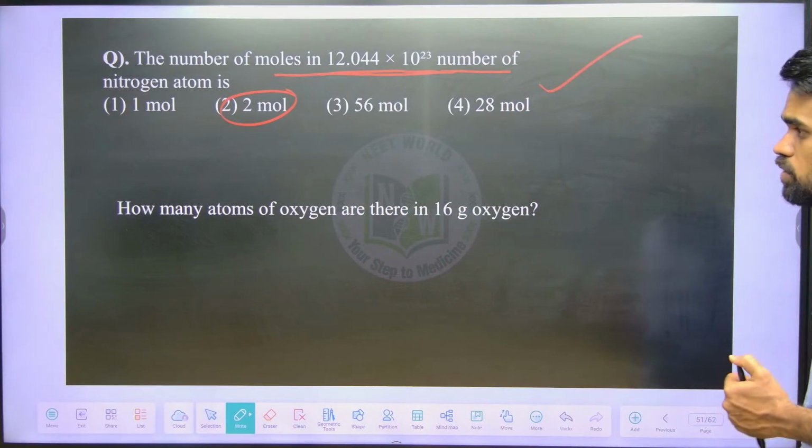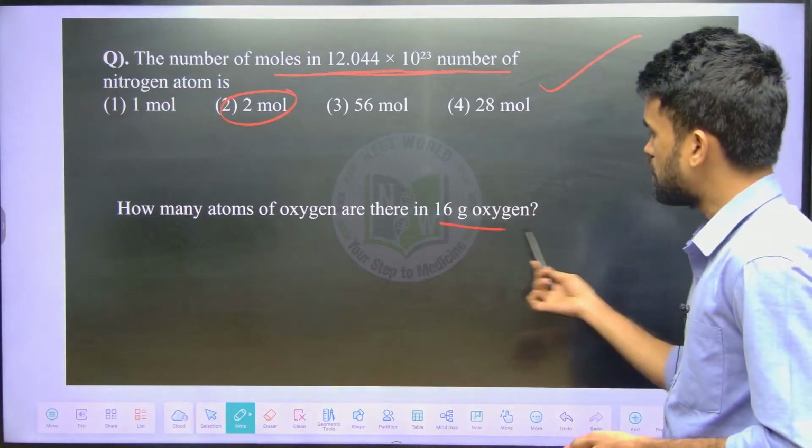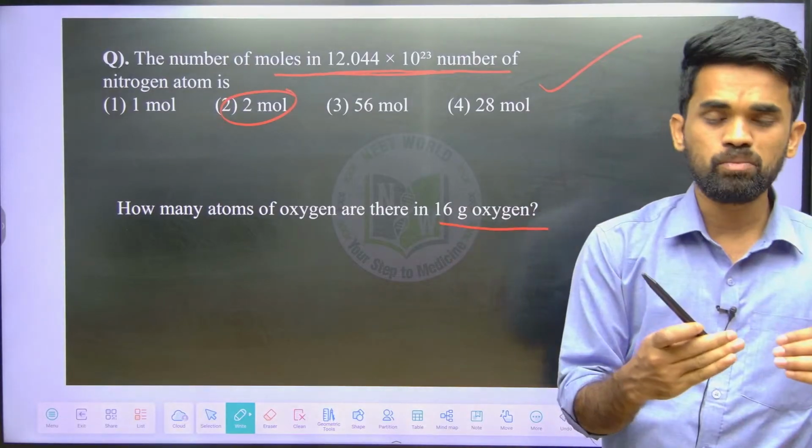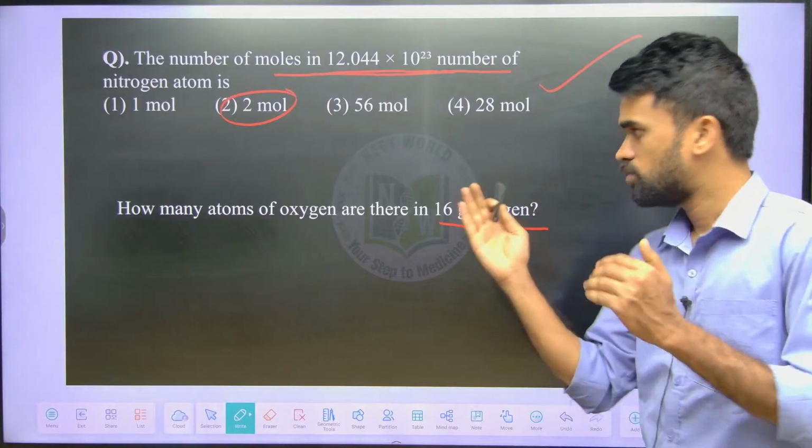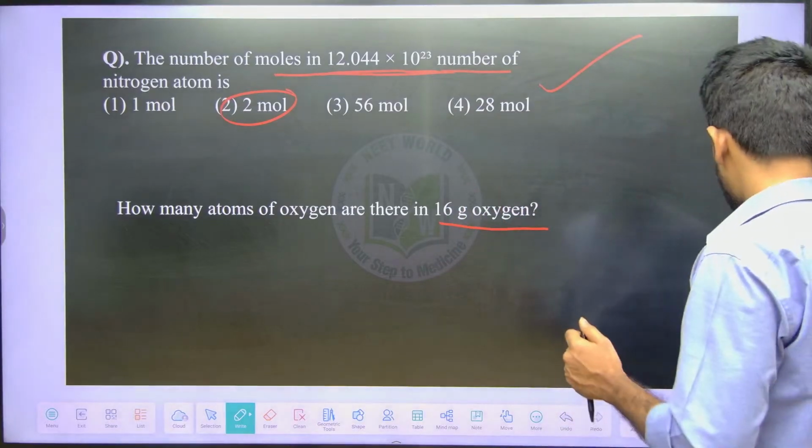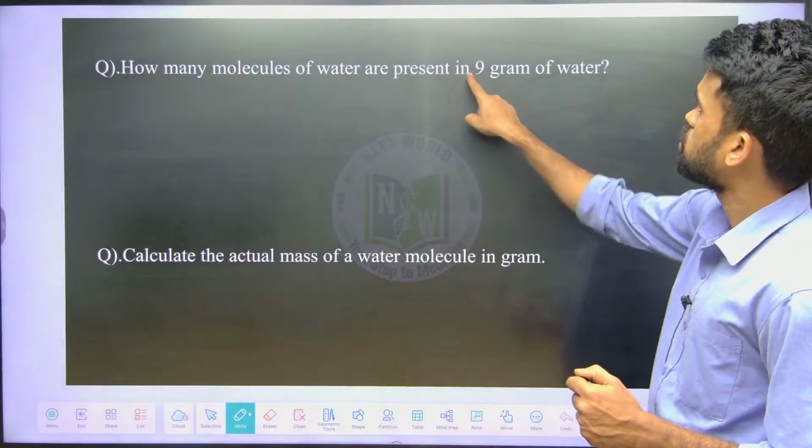Next, this question you can also do. Given mass is given. Divide the given mass by its molar mass of oxygen, and you will get the answer. Next, 9 grams of water.